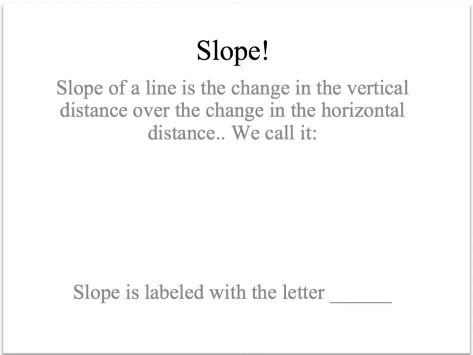Rise over run. What that means is the slope of a line is just the change in the vertical distance over the change in the horizontal distance. Vertical, going up and down. Horizontal, going left to right. If you're rising, you're going up or down. And if you're running, you're going left to right. That's how we get rise over run.